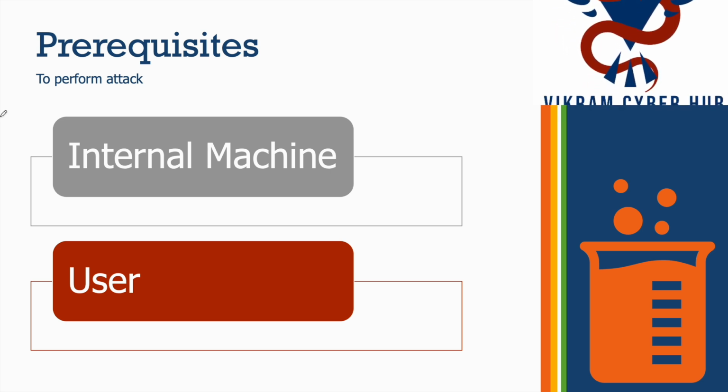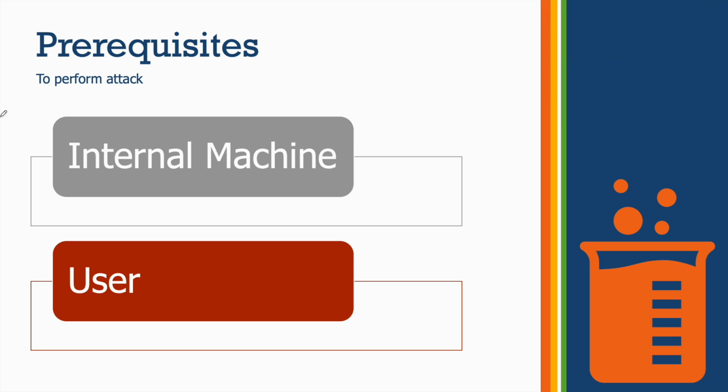So either with access to an internal machine or to the internal network, the attacker can perform the Kerberoasting attack. When I say internal machine, it means the attacker has already got access to a machine which is already connected to the network. The second part is the user account. To perform this attack, the attacker should have access to a user account to initiate this request.